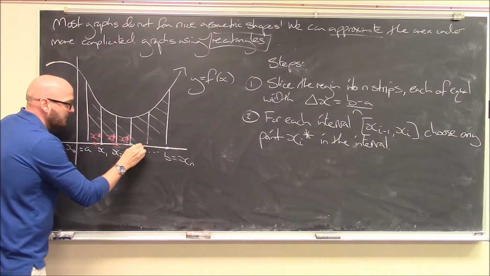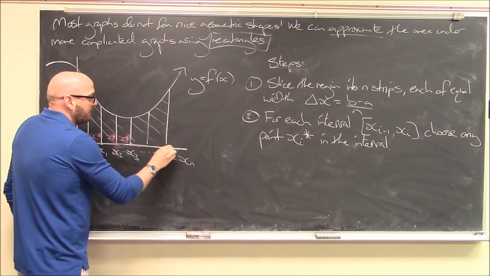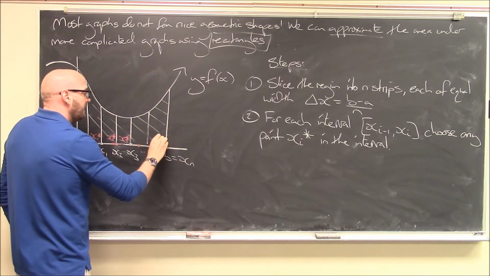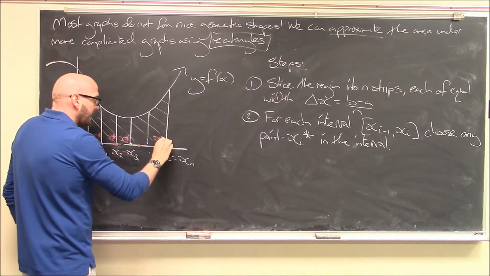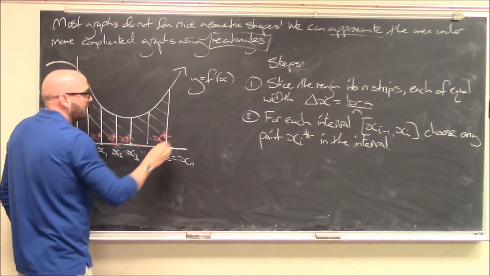Then you choose another point. I'll go right in the middle again. And the next one, I'll choose the very right endpoint. So there's x4 star. And in general, in this case it's x5, but we call it xn to represent the general case. So there's x of n star.